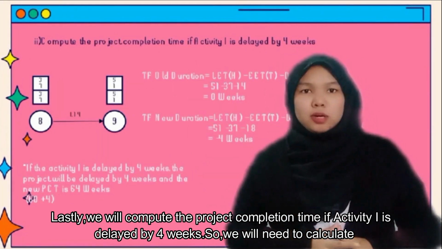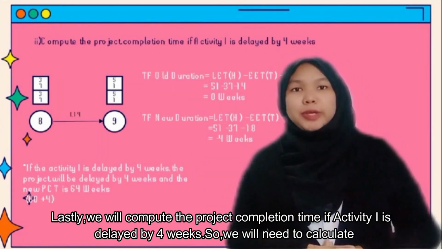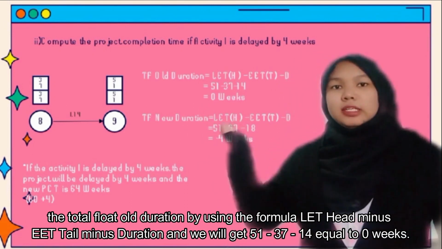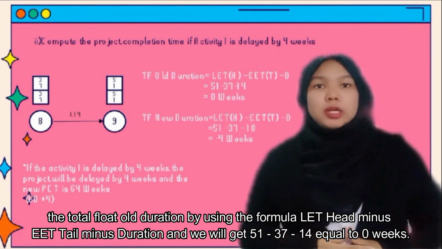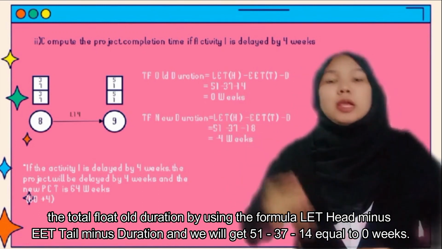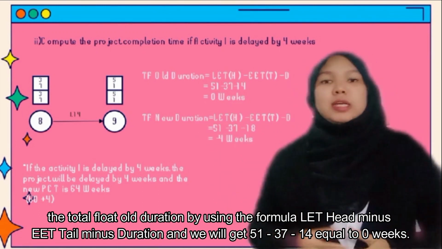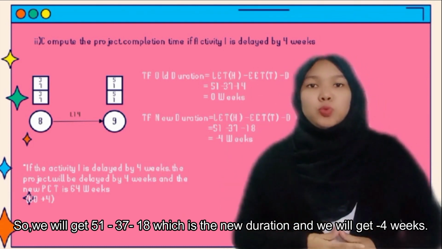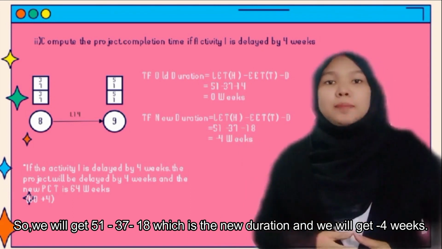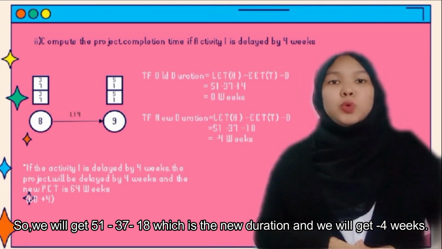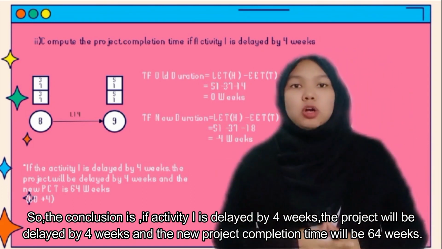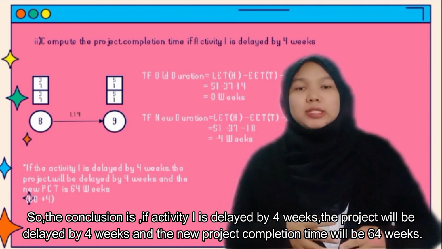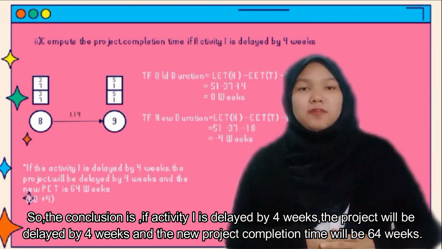Lastly, we will compute the project completion time if activity I is delayed by 4 weeks. So, we will need to calculate the total float for the original duration by using the formula LET head minus EET tail minus duration, and we will get 51 minus 37 minus 14 equals 0 weeks. Then, we will calculate the total float for the new duration by using the same formula as above. So, we will get 51 minus 37 minus 18, which is the new duration, and we will get negative 4 weeks. So, the conclusion is, if activity I is delayed by 4 weeks, the project will be delayed by 4 weeks, and the new project completion time will be 64 weeks.